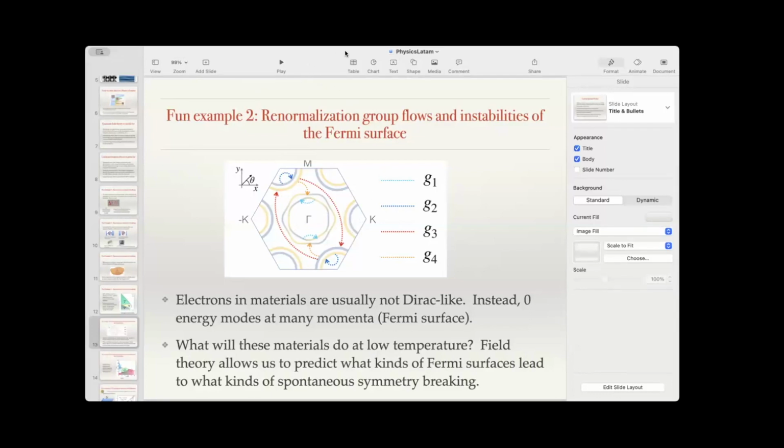So I had a question in the chat, and maybe I will pause to answer that. The question is, spontaneous symmetry breaking is more general than Ginzburg-Landau theory. So maybe can you say a little bit more about what you mean by more general?